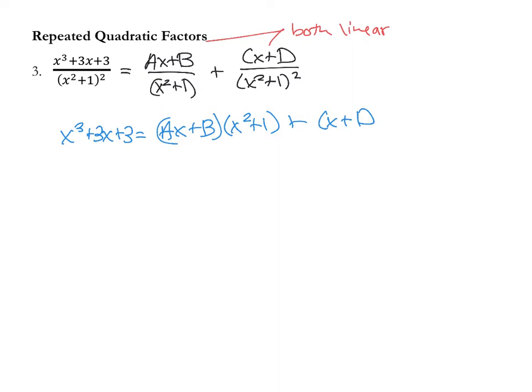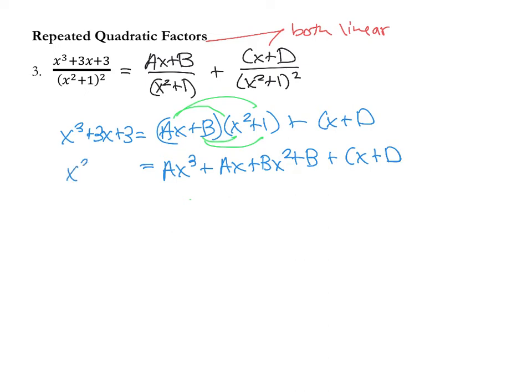So then the new thing that we're working out is that we are going to actually multiply these. I'm going to distribute this first guy here. I'm going to get ax cubed plus ax plus bx squared plus b, and then it's going to be plus cx plus d. And then we're just playing the matching game for the rest of this.